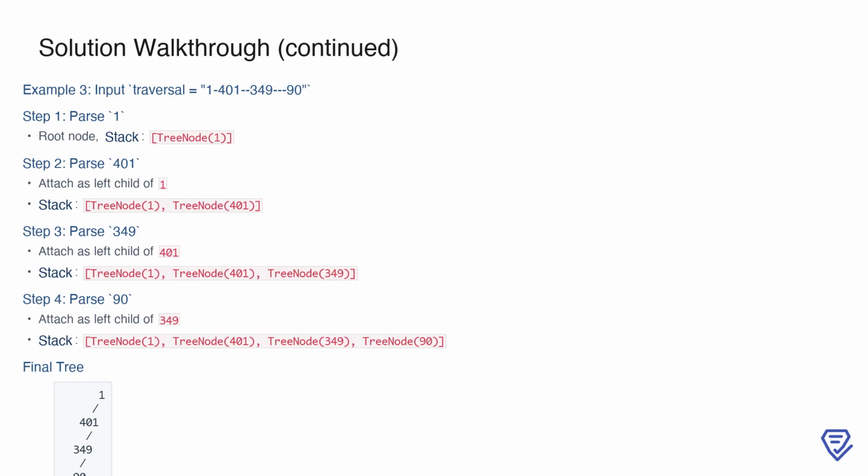The final tree structure for this example is 1 as the root, with 401 as its left child. Under 401, we have 349 as its left child, and under 349, we have 90 as its left child. This concludes the tree reconstruction process for this input.